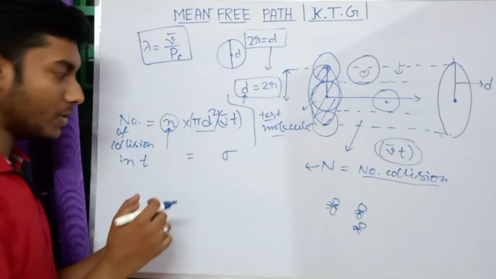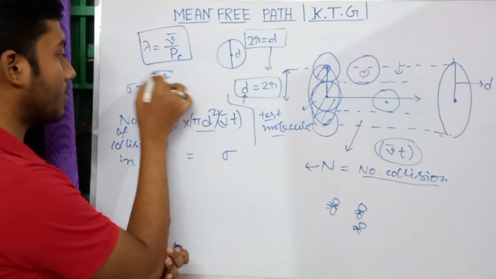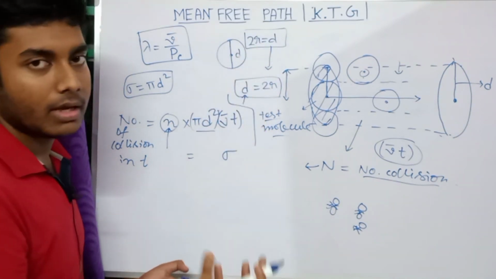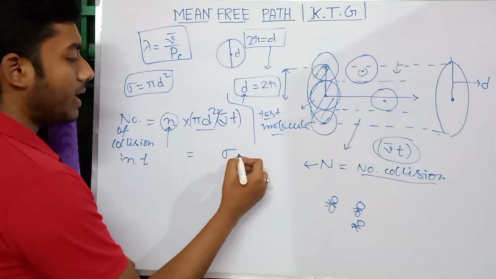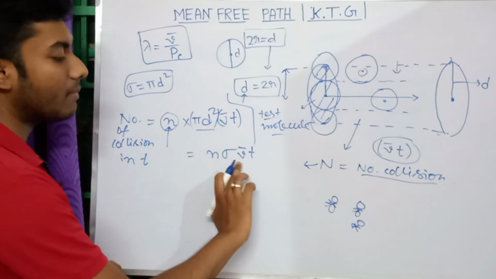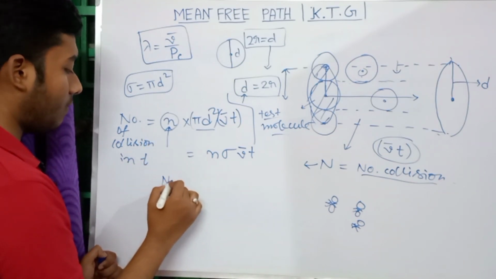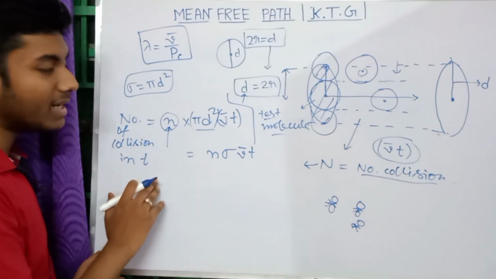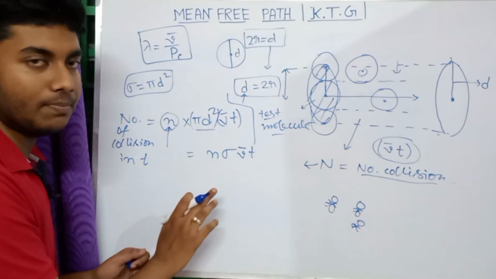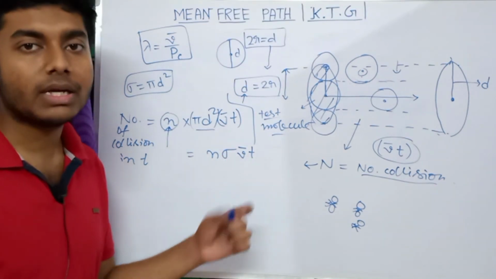This term pi d square is denoted as sigma. You have to remember that sigma is equal to pi into d square, where d is 2r, 2 into the radius of a gas molecule. So the number of collisions is n sigma v bar t. The number of collisions per unit time we get by dividing this by t.